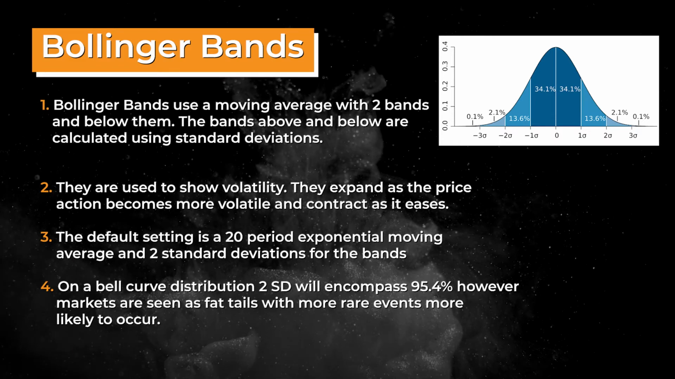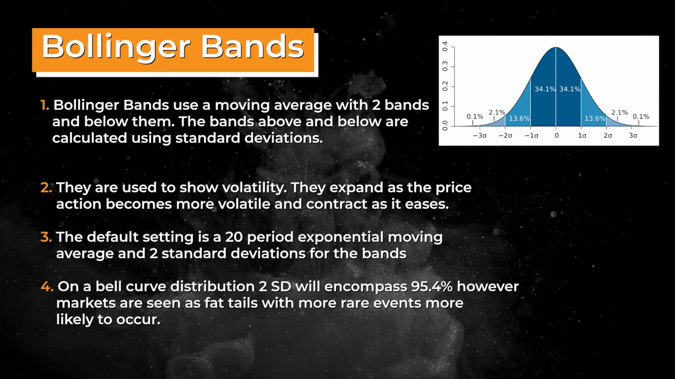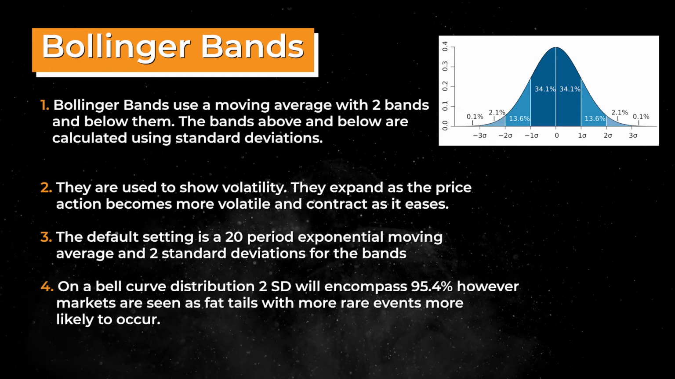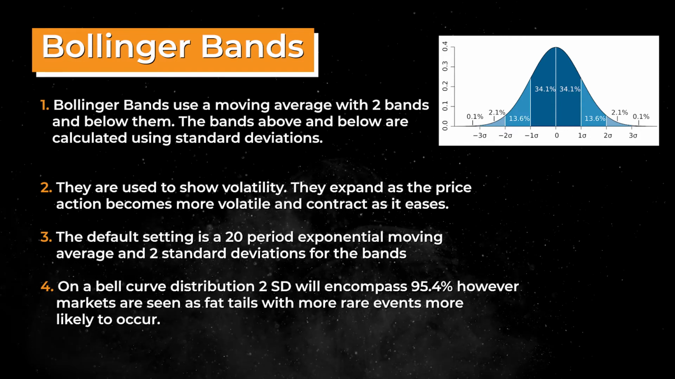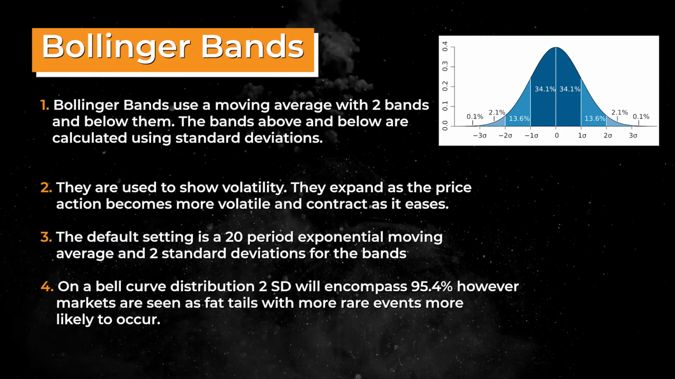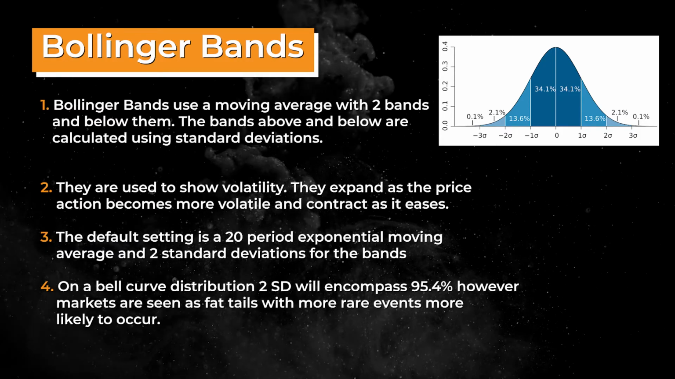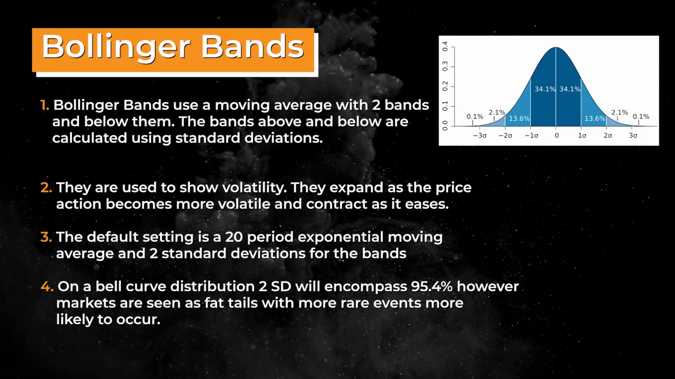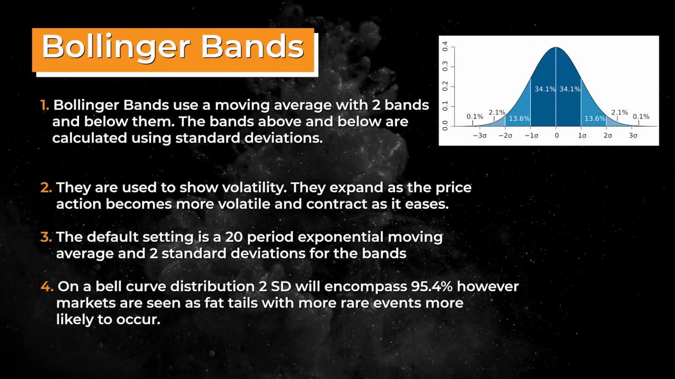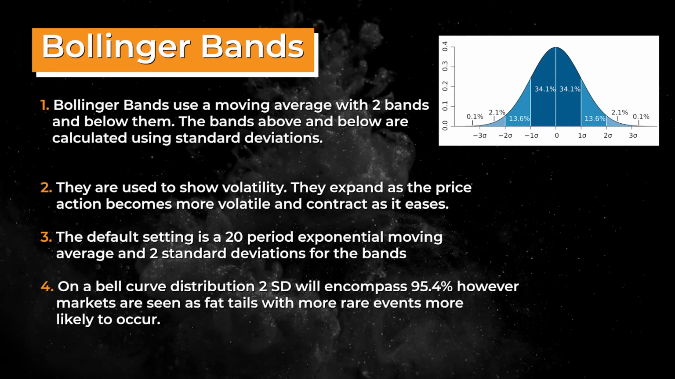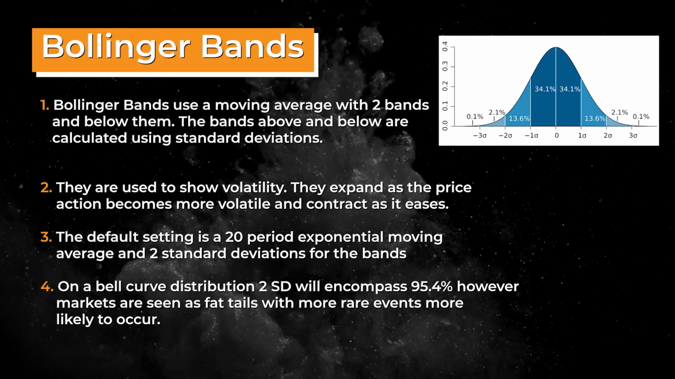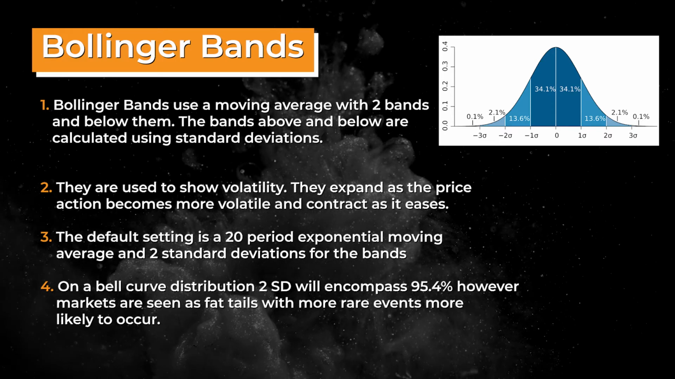If we were to look at a bell curve distribution, two standard deviations will encompass 95.4%. Okay, that's on a normal bell curve distribution. However, markets are seen as fat tailed, with rarer events more likely to happen. So just bear that in mind. But for the sake of it, we'll go with saying it's a bell curve, and that these two standard deviations should encompass 95.4% of where the action should be.